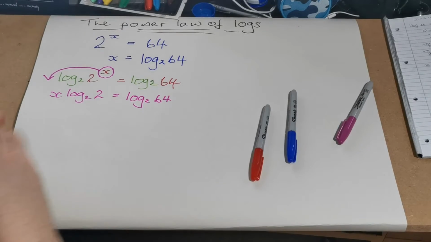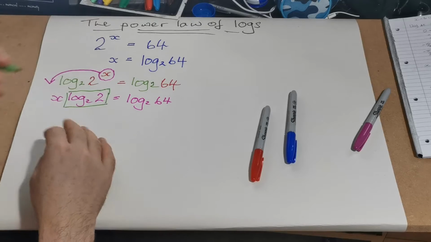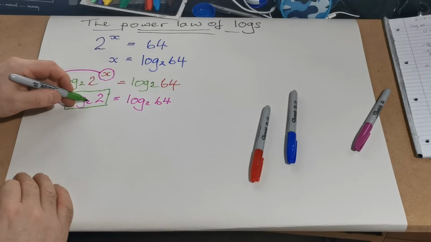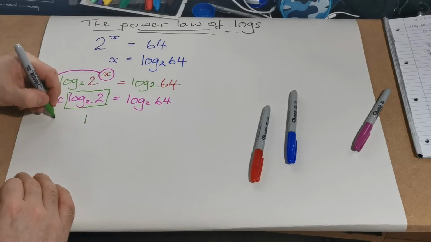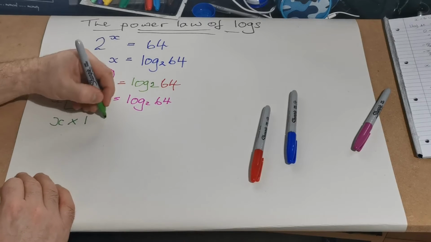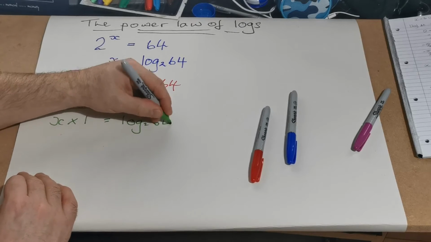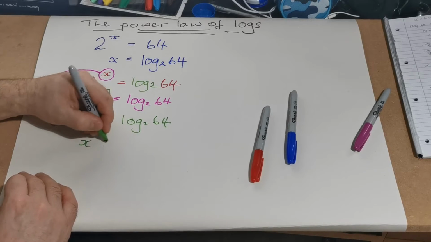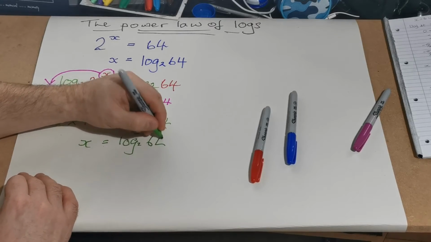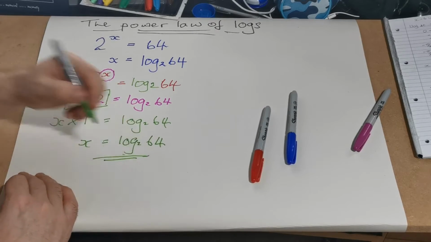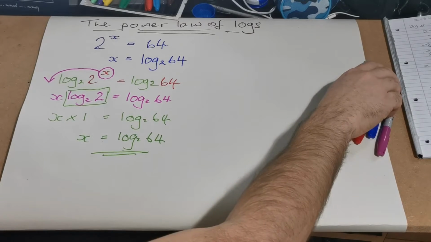And this here, if I'm saying what power of 2 is 2, has an answer of 1. So this is x times 1 is equal to log 2 of 64. So that gives me x equals log to the base 2 of 64. And hopefully that makes a bit of sense.